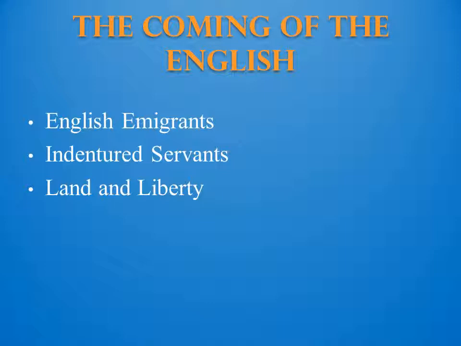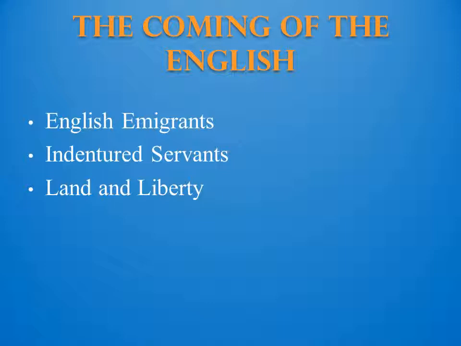Settlers who could afford their own passage arrived as free persons and soon acquired land. In the 1600s, however, most Englishmen arrived as indentured servants, which means they voluntarily surrendered their freedom for a period of time. Usually this was about 5 to 7 years, and this was done in exchange for passage to America.